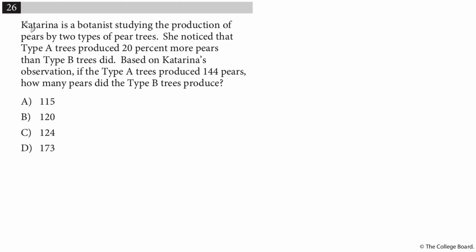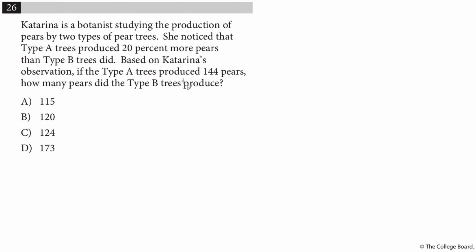Okay, so in here, Katerina is a botanist studying the production of pears by two types of pear trees. She noticed that type A trees produce 20% more pears than type B trees did. Based on Katerina's observation, if the type A trees produced 144 pears, how many pears do the type B trees produce?